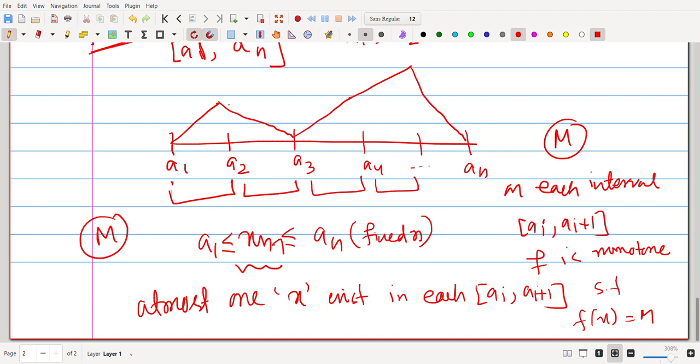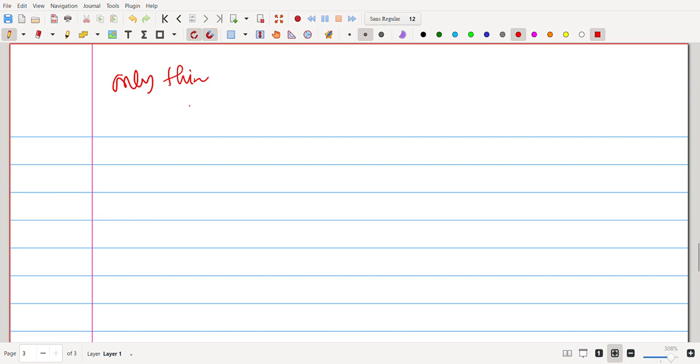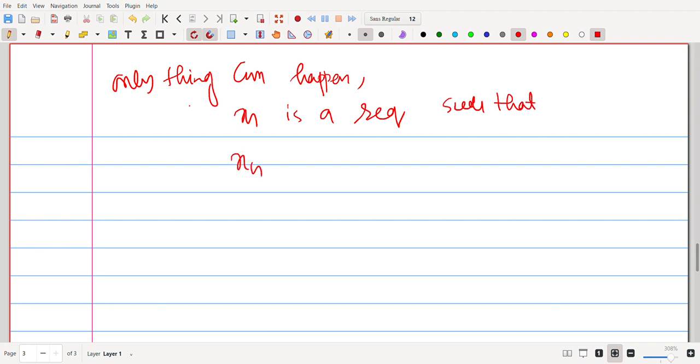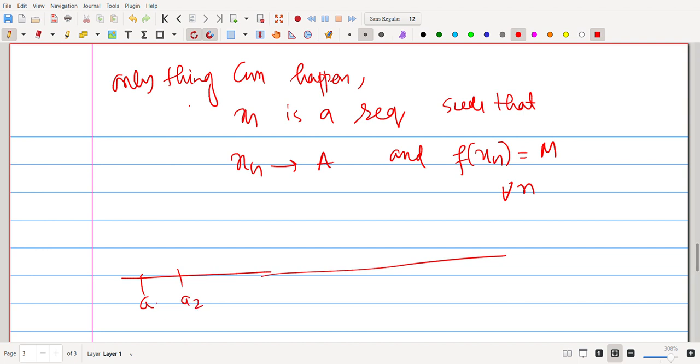So the only thing that can happen is that x_n is a sequence such that x_n goes to a and f(x_n) is m for all n. Just draw the picture. Here we see a1, a2, a3, a4, a5 and so on. Now we know that on every small subinterval there exists at most one x_n. So if I want infinitely many x such that f(x) is m, then I can take it as a sequence x_n such that each term goes to a.